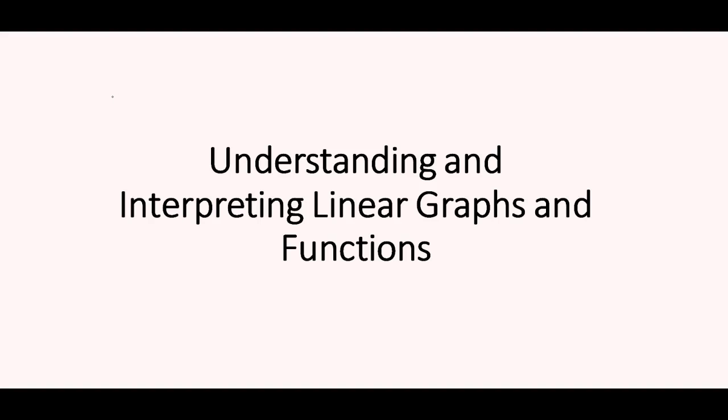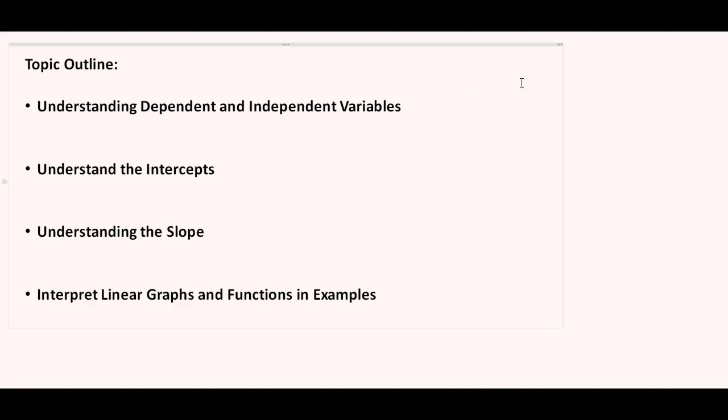Let's examine understanding and interpreting linear functions and graphs. We're going to look at what it means to have dependent and independent variables. We'll also look at understanding what intercepts mean, slope, and in this case we're going to focus on slope as rate of change, and then we'll look at interpreting some information from the graph.